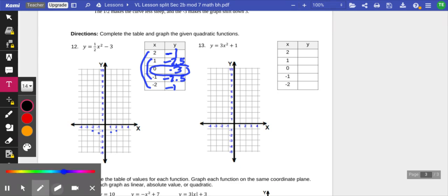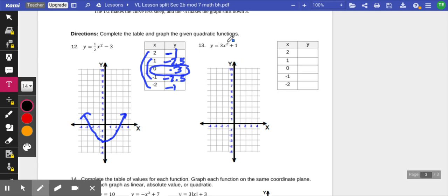Oh, I didn't do those 2 points right. I need to come down a little bit. -2.5 would be down there. Okay, so we're curving out over here. Okay, less steep and shifted down.